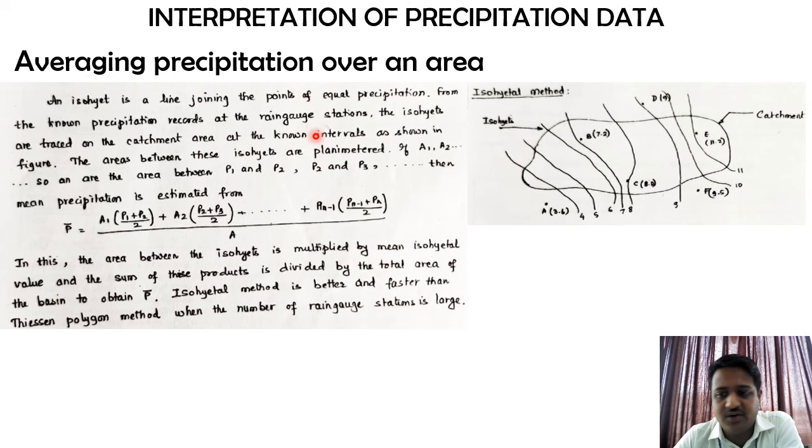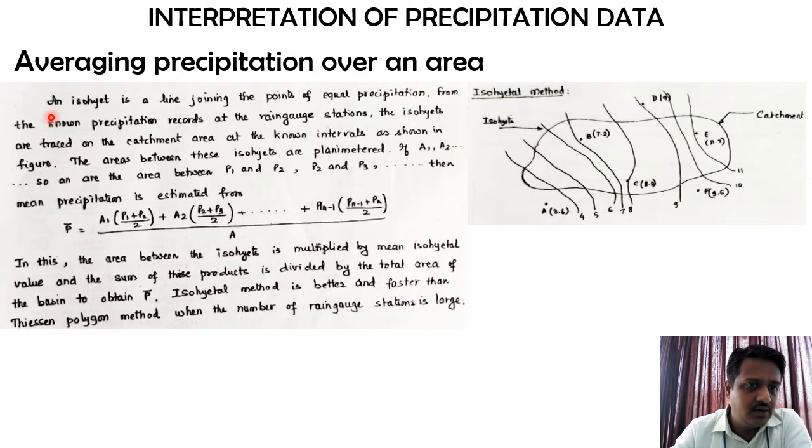Now the last one we have is with respect to the isohyetal method. Okay, in this let us go through the theoretical aspect first, then we'll go for the figure. An isohyet is a line joining the points of equal precipitation. From the known precipitation records at the rain gauge stations, the isohyets are traced on the catchment area at known intervals as shown in the figure. So basically, these particular lines are nothing but the isohyets.